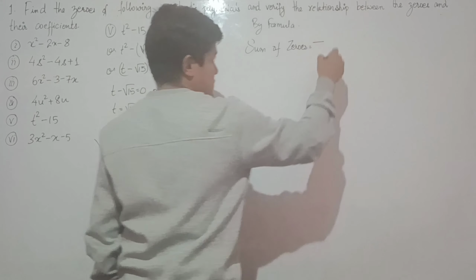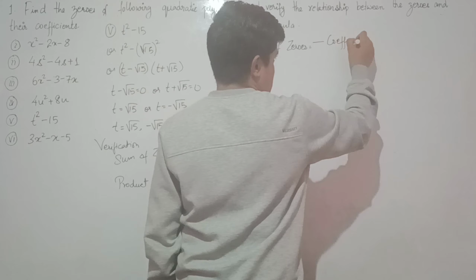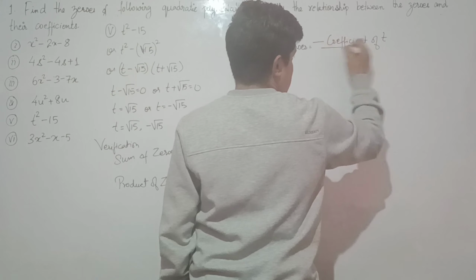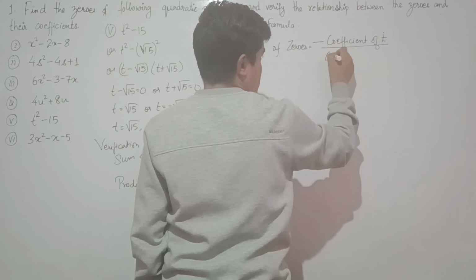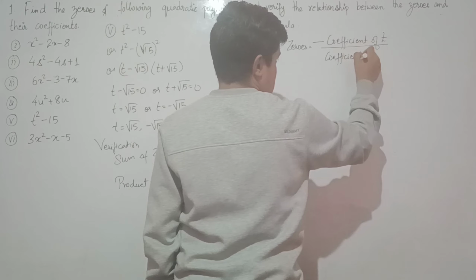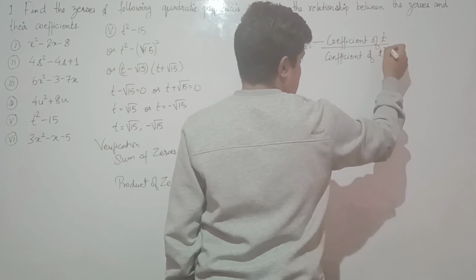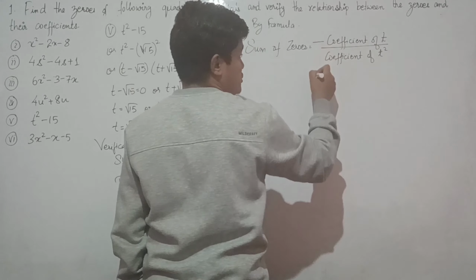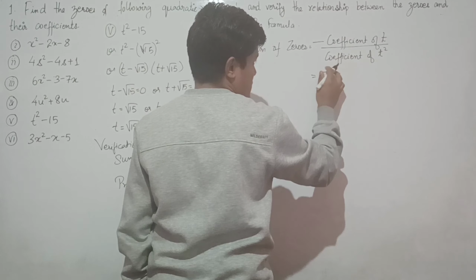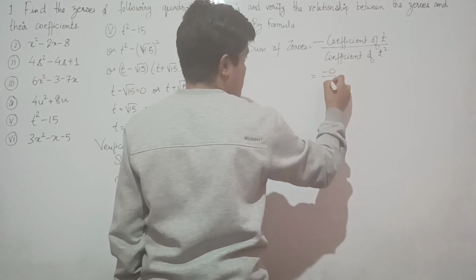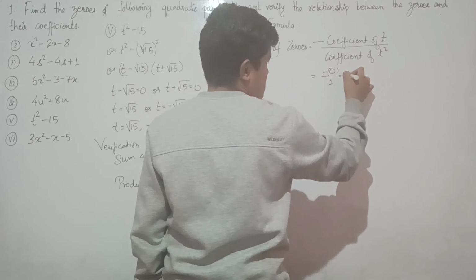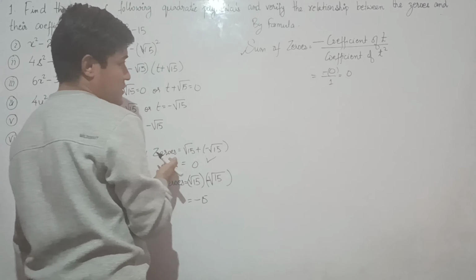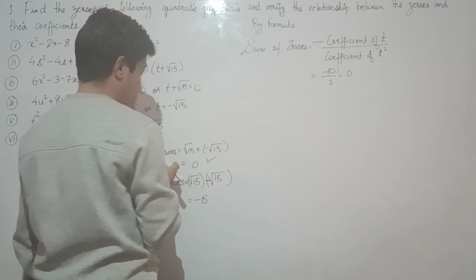So verification by formula. Sum of zeros equals minus coefficient of t by coefficient of t square. The t variable term is here, there is no t term, so 0, and t square has coefficient 1, so it will come 0. So the sum is getting verified, sum came 0 by formula and by calculating.